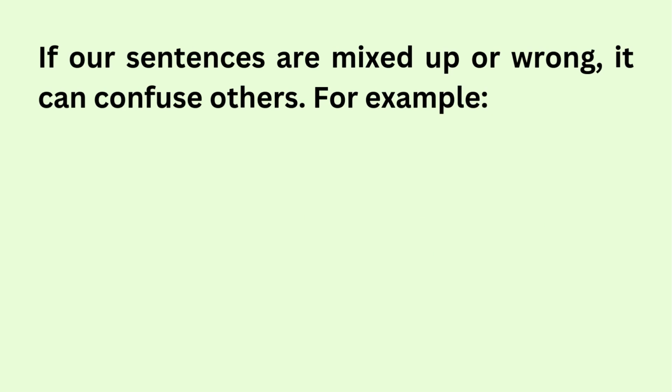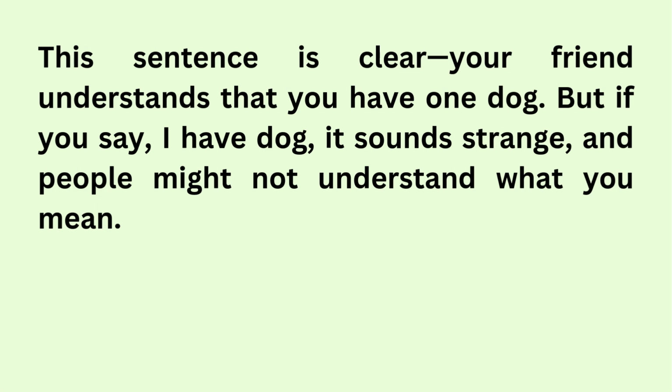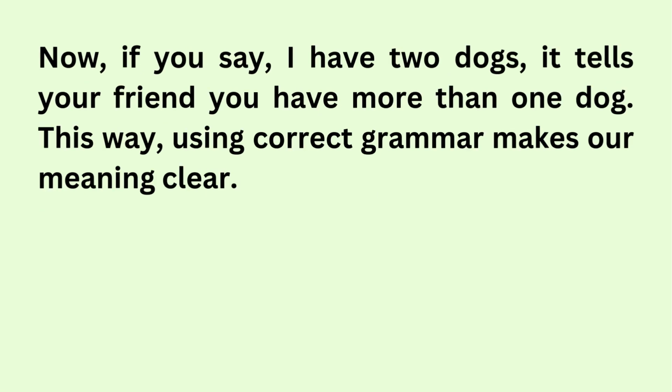For example, imagine you want to tell your friend about your pet. You say, "I have a dog." This sentence is clear. Your friend understands that you have one dog. But if you say, "I have dog," it sounds strange, and people might not understand what you mean. Now, if you say, "I have two dogs," it tells your friend you have more than one dog. This way, using correct grammar makes our meaning clear.